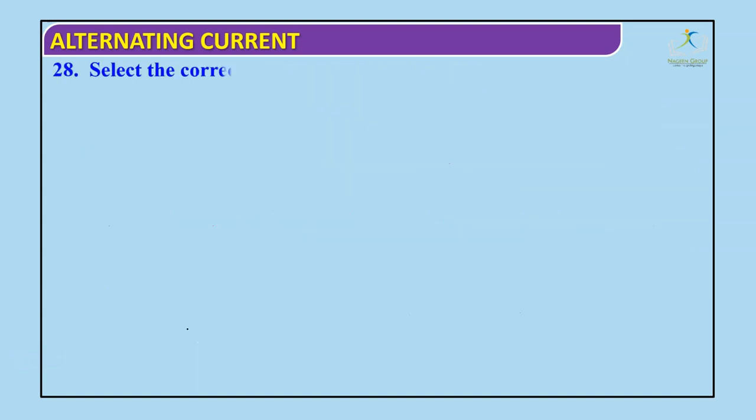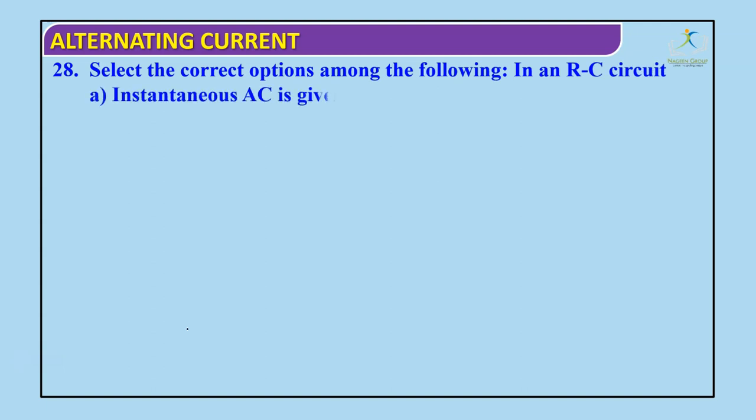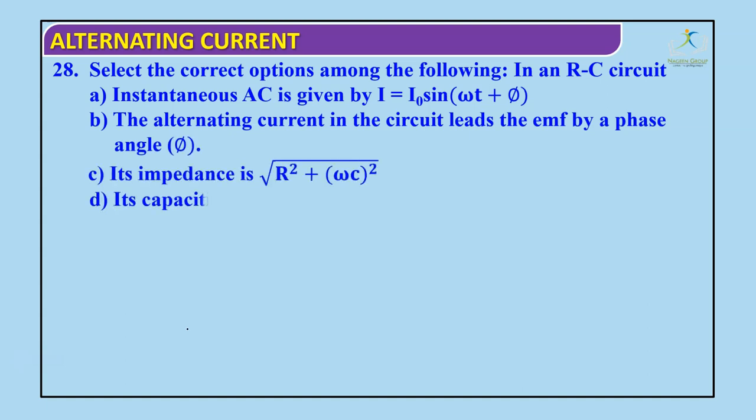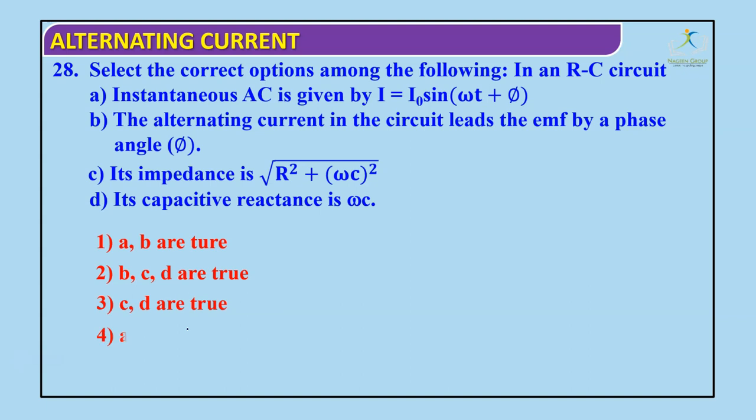Next question we have, select the correct option among the following. A. In an RC circuit, instantaneous AC is given by I equals I naught sin(omega t plus phi). B. The alternating current in the circuit leads the EMF by a phase angle phi. C. Its impedance is the square root of R square plus omega C whole square. D. Its capacitive reactance is omega C. Options are A, B are true; B, C, D are true; C, D are true; or A, C are true. The correct answer for this question is A, B are true.